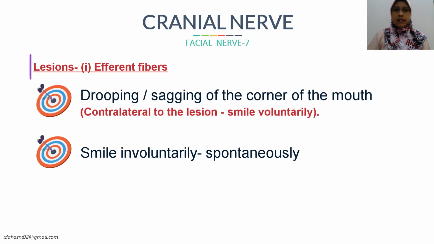Any lesions of the efferent fibers over the face motor cortex and in the internal capsule will cause drooping or sagging of the corner of the mouth, contralateral to the lesion, when the patient is asked to smile voluntarily. Even so, patients sometimes can smile involuntarily or spontaneously in response to amusing comments or situations.